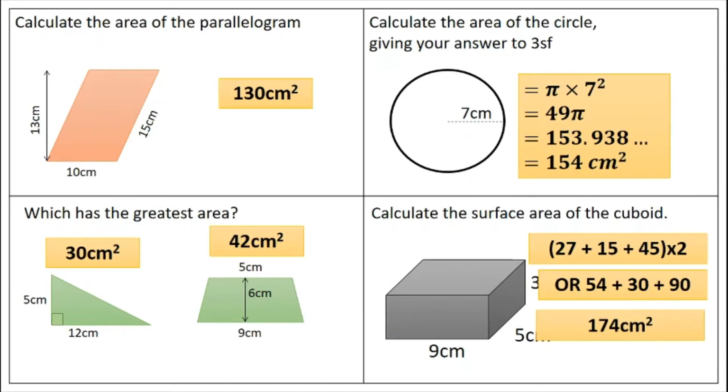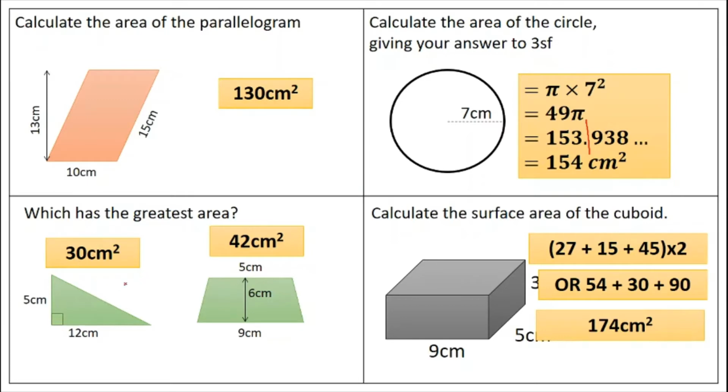Okay, the answers for these are here. The first one, you should have multiplied the 10 and the 13, not use the 15 because we don't use that distance for area. The second one, pi times radius squared, the radius was 7, so 49 pi, which is 153.938, etc., which to 3 significant figures is 154. Remember, with the significant figures, you start with the first number that's not a 0. Here it is a 1. Count along, in this case 3. 1, 2, 3. Draw a line and use the next number to round. In this case, then 9 is enough to make the 3 become a 4.